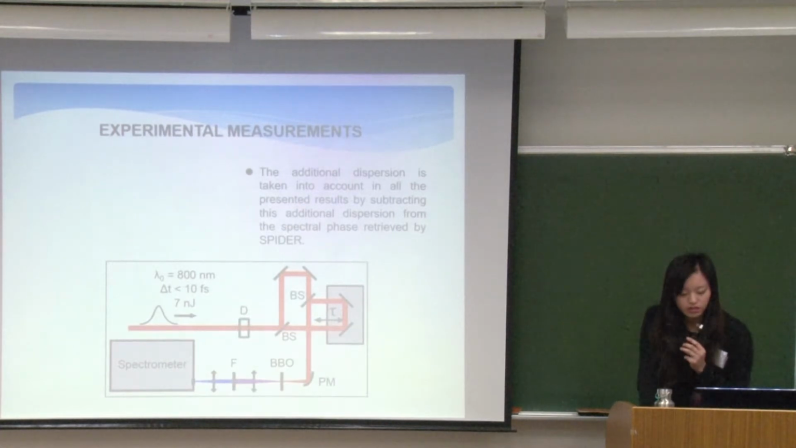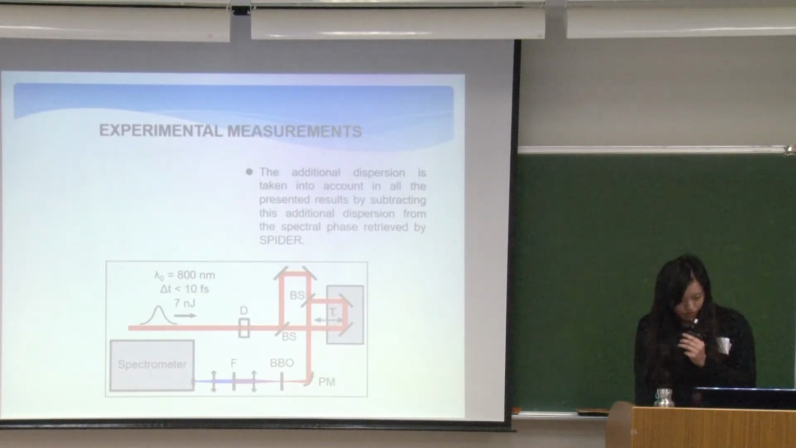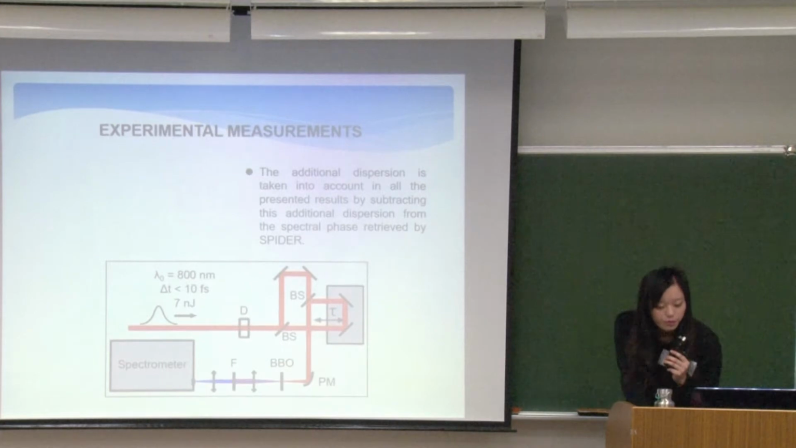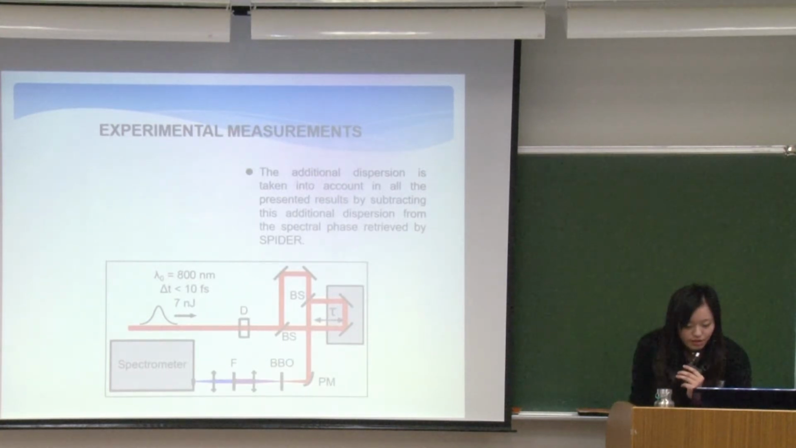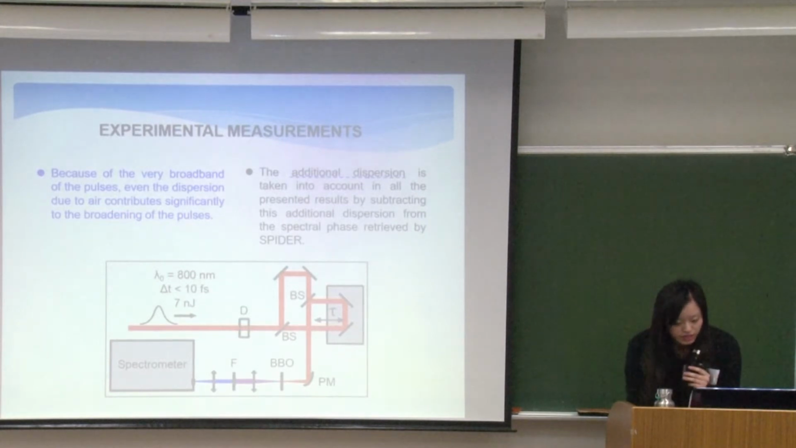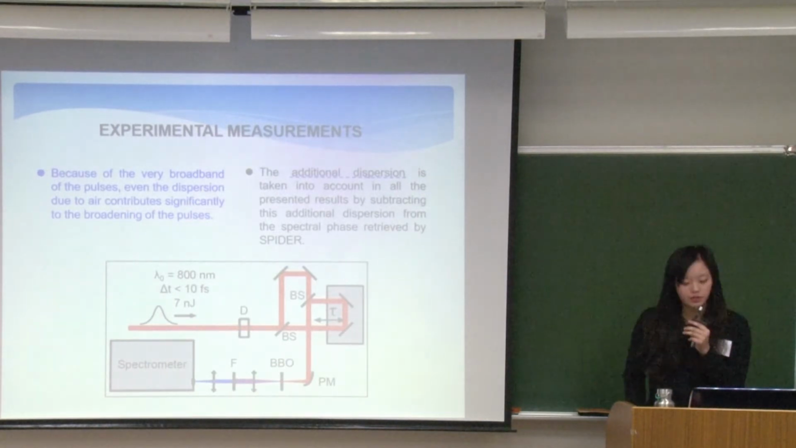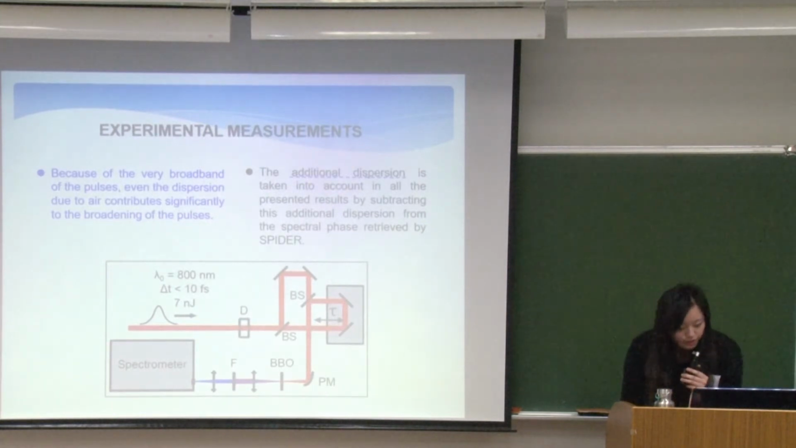And here is our experimental measurement setup. It's a Kerr-lens mode-locked Ti:sapphire laser generating the pulse, which is centered at 800 nanometers. Pulse duration is only about 10 femtoseconds, with a pulse energy of 7 nanojoules. Separate measurements were also made using the commercial SPIDER. And additional dispersion is taken into account in all the results by subtracting this additional dispersion due to air from the spectral phase retrieved by SPIDER.